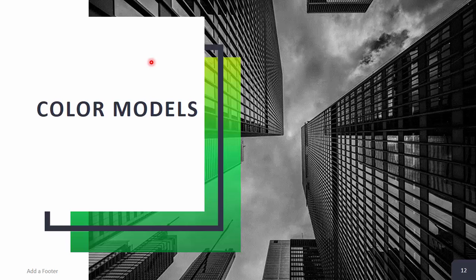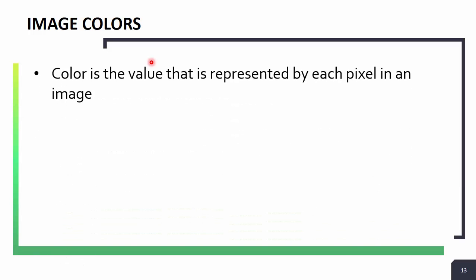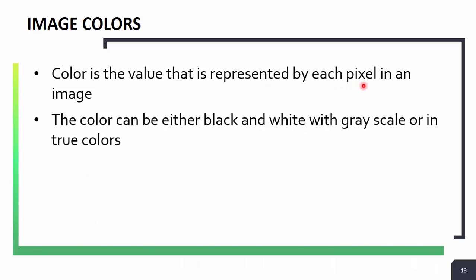Next, let us talk about color models. First, about the color in the images. Color, as we know just now, is the value that is represented by each pixel in the image. It can be either black and white with grayscale or in true colors.